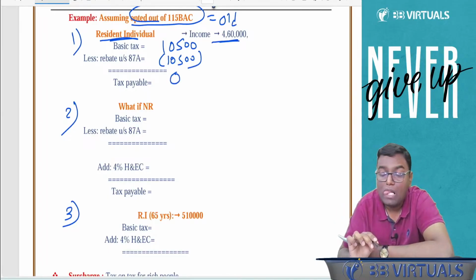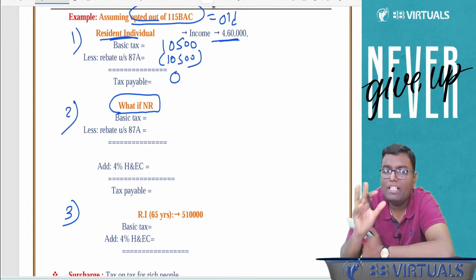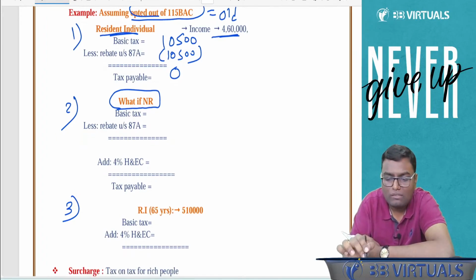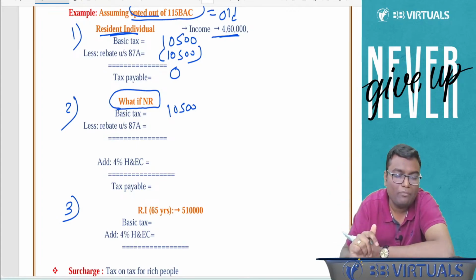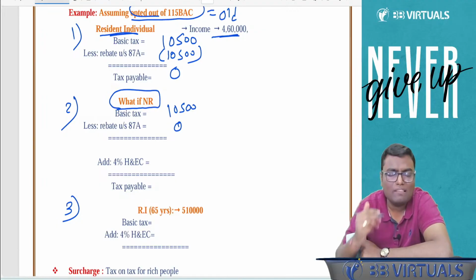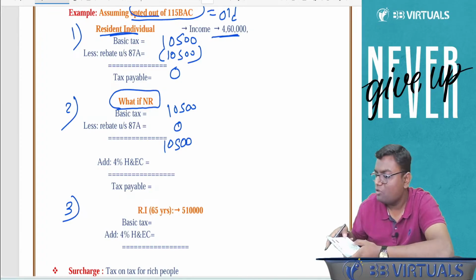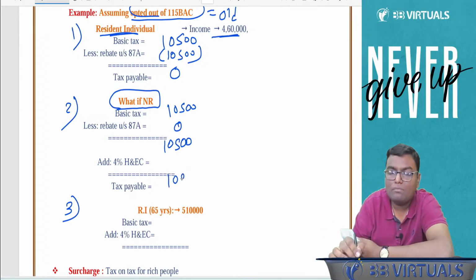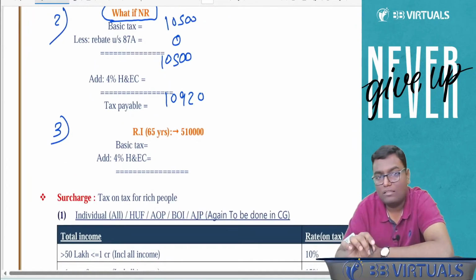0. Now tell me, what if the person is a non-resident? What change will be done in the answer? Can I say first of all, basic tax will remain the same? Because earlier also, this is also the first column of that old regime. Tell me what will be the rebate over here? 0. Because rebate is not applicable to a non-resident. So what is the tax payable? 10,500. And ultimately I have to add 4% health and education cess. That comes to 10,920.